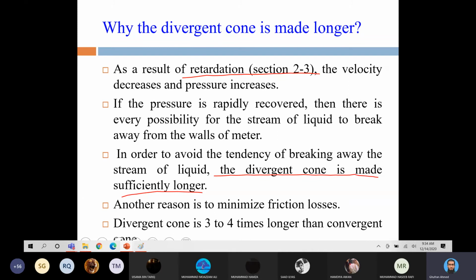Another reason is to minimize frictional losses. The divergent cone is 3 to 4 times longer than the convergent cone. So this is the reason why the divergent cone is a bit longer than the convergent cone. It is to compensate for the change in pressure, or you can say, to allow the pressure to increase slowly. It is to avoid a sudden increase of pressure. Any question?